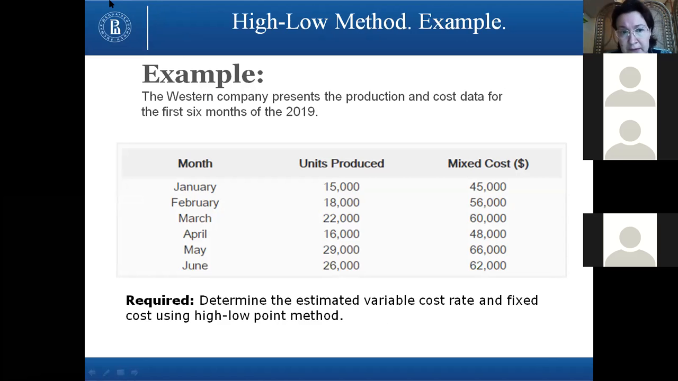So let's look at my slide. Let's look at the example. This example is about the Western company. And we can see the figures connected with units produced per month and mixed cost for the first 6 months of 2019. Our task is to determine the estimated variable cost rate and calculate fixed cost using the high-low method.